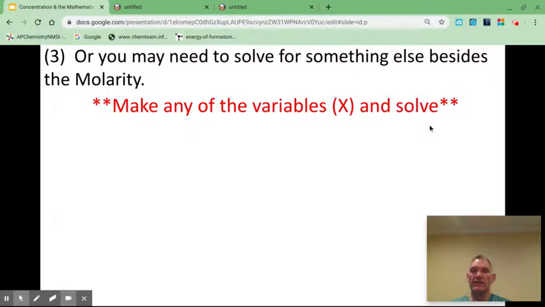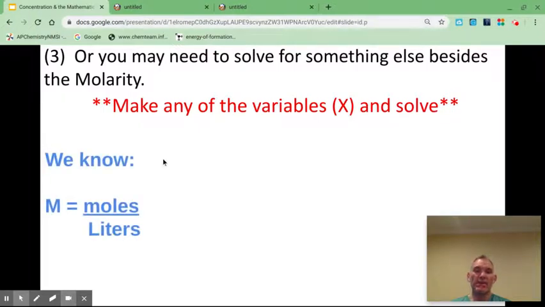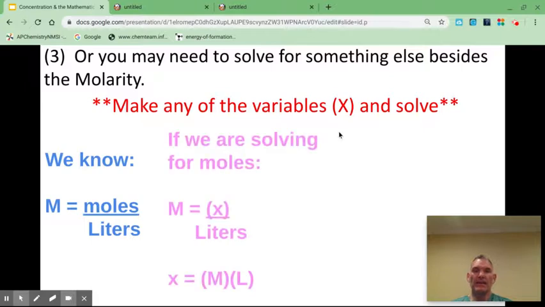Now, how does this work if we needed to review? We already know that when it comes to molarity, it's moles over liters. So if I'm solving for molarity, I don't do anything different. I just make sure I have moles and liters and plug it in. But if I'm solving for, say, moles, for example, notice what I did. I kept the molarity. I made moles x, left liters.